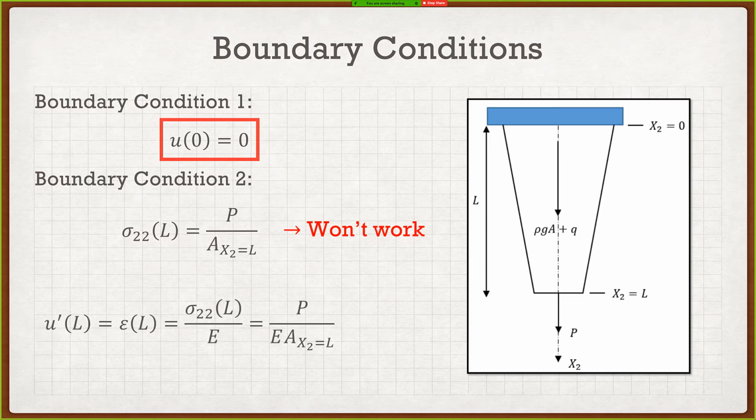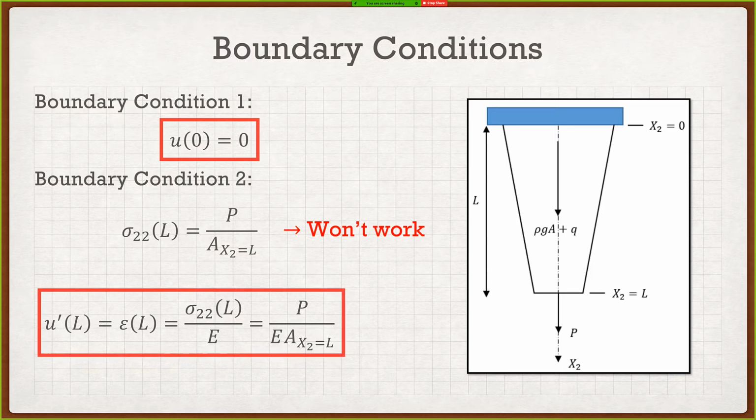For a linear elastic isotropic material, we know that U prime at L is actually equal to the strain at L. Since it's linear elastic, we know that the strain is simply going to be the stress divided by the Young's modulus, and we actually know what the stress is. So we know that the strain at L, or U prime at L, is going to be equal to P divided by the Young's modulus E multiplied by A when x2 is equal to L. And this will be our second boundary condition. So now that we have two boundary conditions, we can actually solve for our displacement function. So that would be part B.